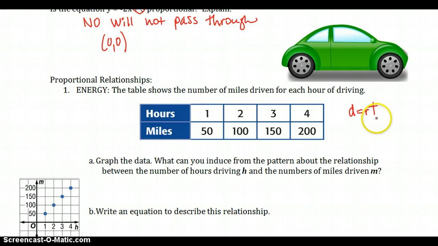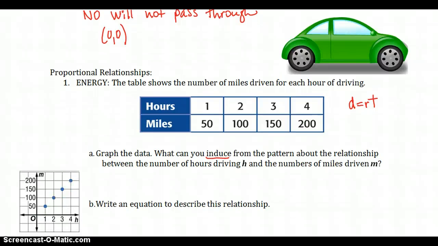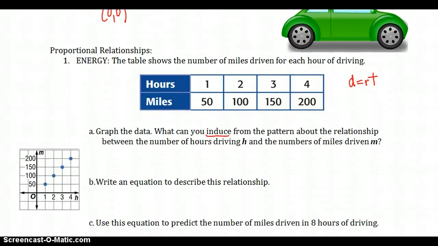That is a direct relationship. Varies directly relationship. Graph the data, and what can you induce? Use inductive reasoning from the pattern about this relationship between the numbers of hours driving, h, and the numbers of miles driven, m. So graph the data. It's already graphed for us.